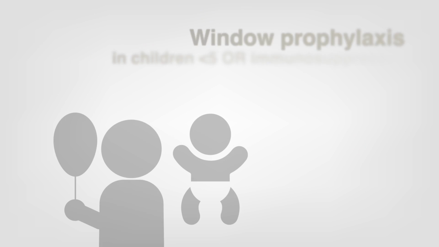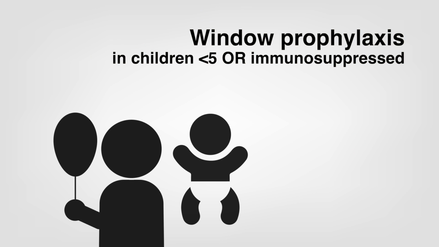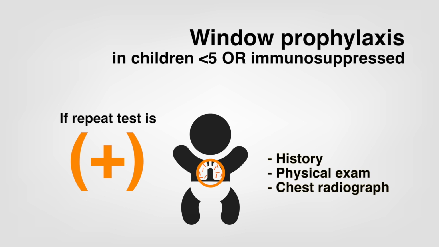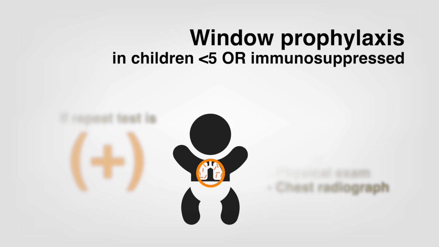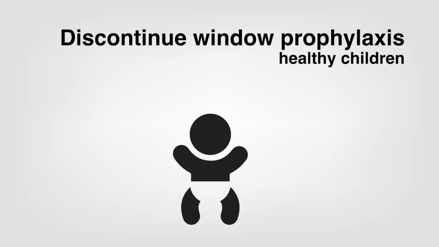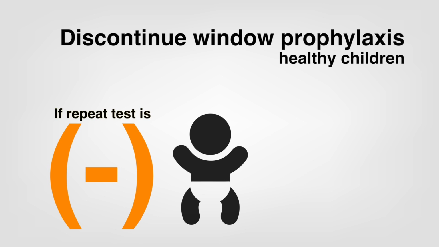Continue window prophylaxis in children younger than 5 or immunosuppressed children until you know the results of the repeat test for TB infection. If the repeat test is positive, the child should have a careful evaluation for TB disease, which should include a history, physical exam, and chest radiograph. If TB disease is excluded, LTBI treatment should be continued to the completion of therapy. Window prophylaxis may be discontinued in a healthy child if the repeat TB test is negative.